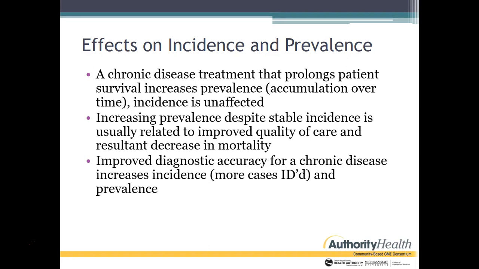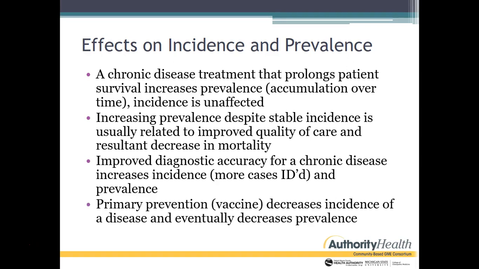Cases where you have an improved diagnostic accuracy for a chronic disease increase the incidence. More cases are identified, obviously, and the prevalence. And this is what we were talking about on the slide a couple slides ago. You're just able to detect it more, so your incidence will elevate. And then the last thing is primary prevention, otherwise known as vaccination, which decreases incidence of a disease and eventually decreases the prevalence, and this makes sense.